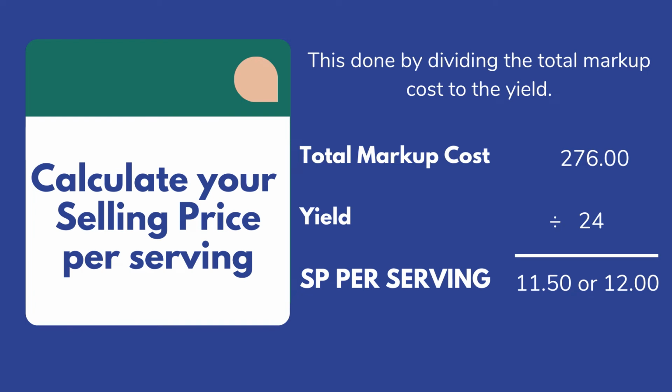Calculate your selling price per serving. This is done by dividing the total markup cost by the yield. For example, the total markup cost is 276 pesos divided by yield 24. So the selling price per serving is 11.50 or you can sell it at 12 pesos.